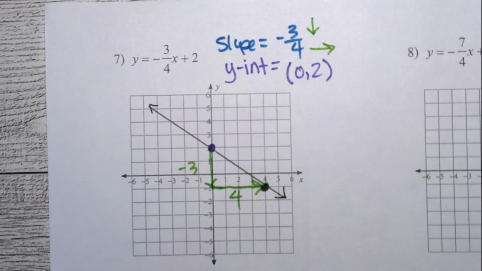Oh, wait, I forgot to write 4. 4 goes that way. I always run to the right. Always run to the right. Any question on that one?